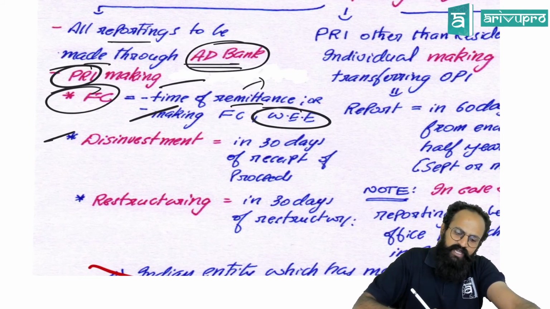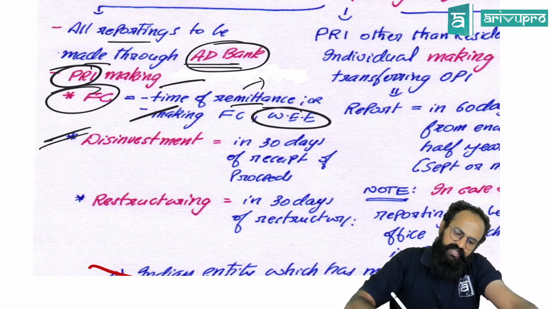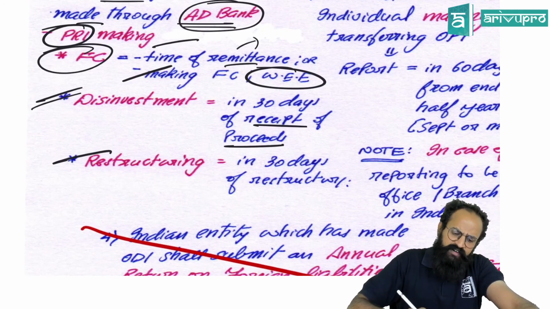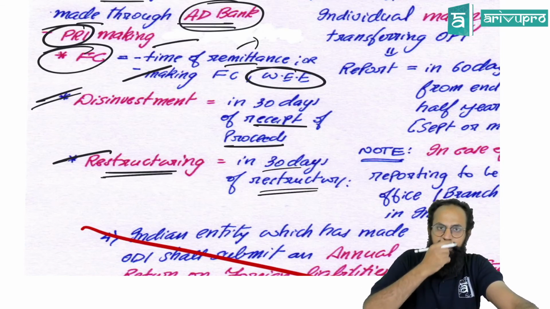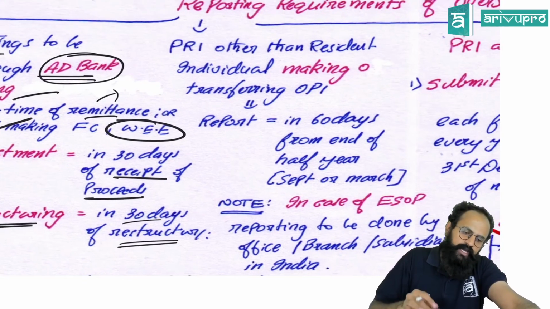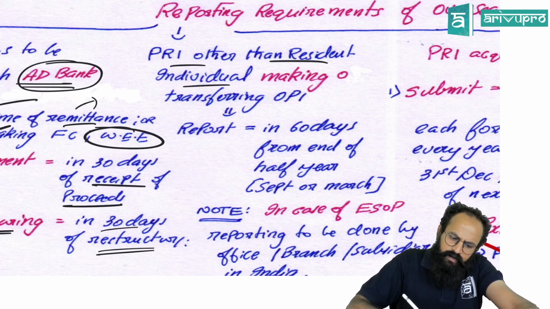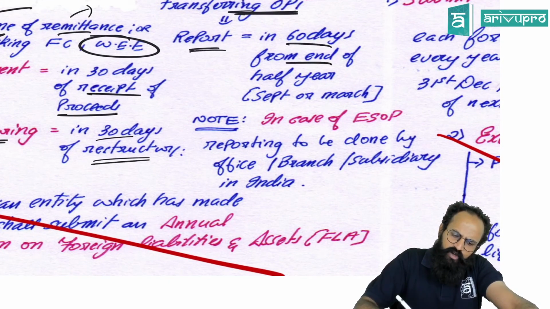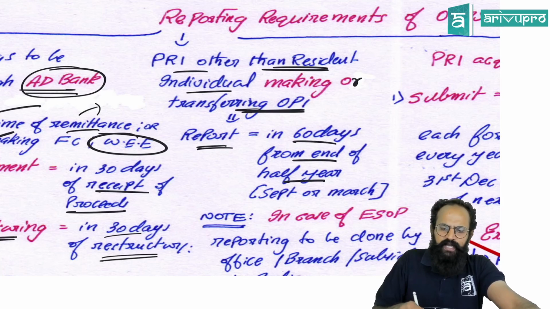Okay. Whenever you're making disinvestment, meaning people, you have already made an investment and you're selling all your investments, within 30 days of receipt of proceeds, you have to again make an intimation. Third one, people, restructuring. They are reducing your capital. In such case, people, again within 30 days of restructuring, you guys have to report. Okay. PRI other than resident individual making the transfer of OPI. Sir, report within 60 days from end of half year. What is it, sir? PRI other than resident individual making or transferring OPI.